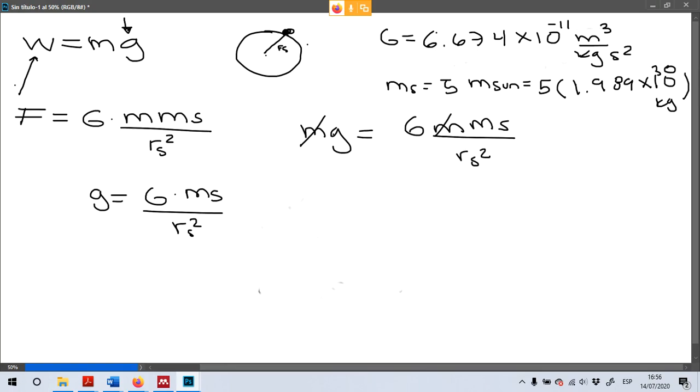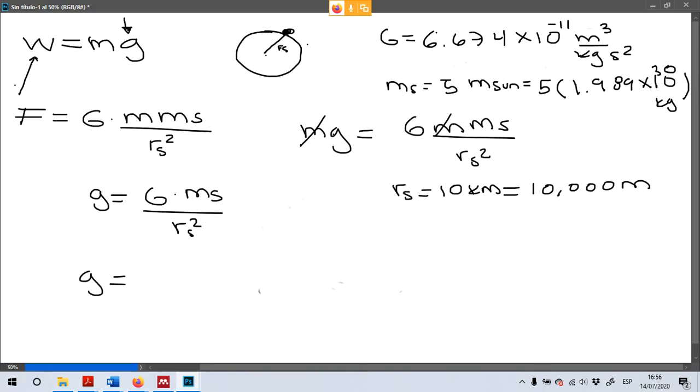And finally, we know that the radius of the star is 10 kilometers. But you know, the constant has units in meters, so we have to convert kilometers to meters, and we will find that 10 kilometers are 10,000 meters. So we use all these three values on this.